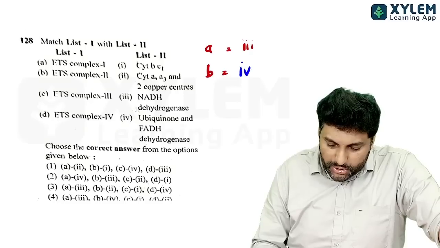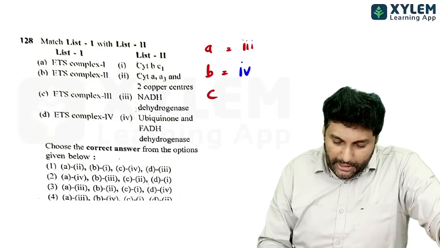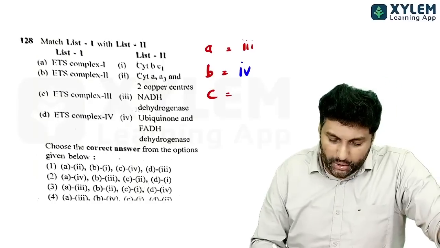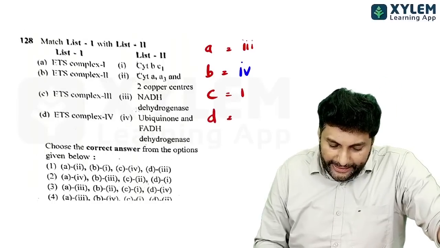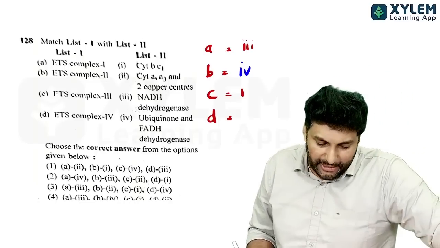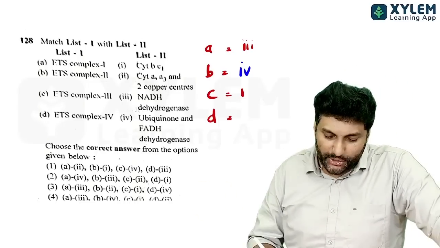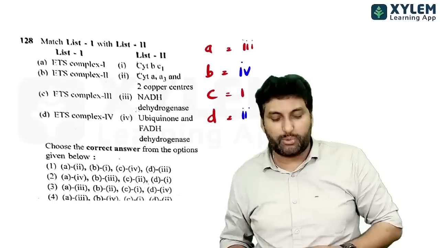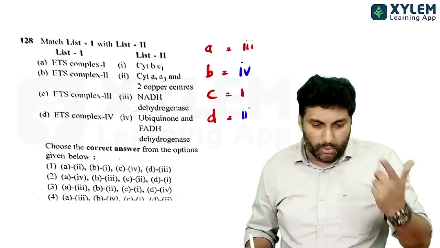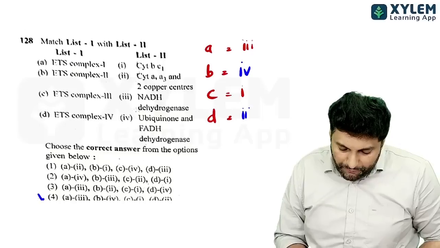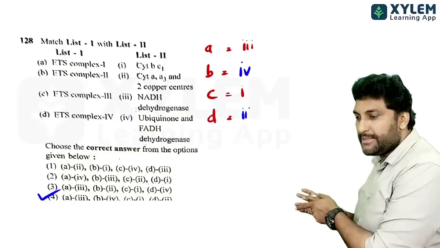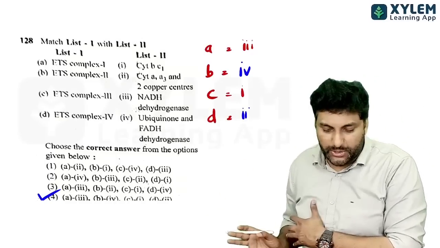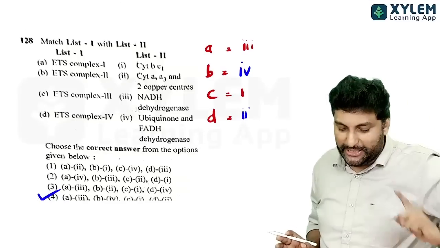So the B goes to 4. Again, move to C. Complex 3, which is complex 3? Complex 3 is cytochrome bc1. So it will be 1. Again goes to D. It is complex 4. Complex 4 is which one? Cytochrome a and a3 and 2 copper centers. So 2. A goes to 3, B matches with 4, C matches with 1 and D matches with 2. So the fourth one is the right choice. Actually, you may not see it clearly, but the answer is A matches with 3, B matches with 4, C matches with 1, D matches with 2.